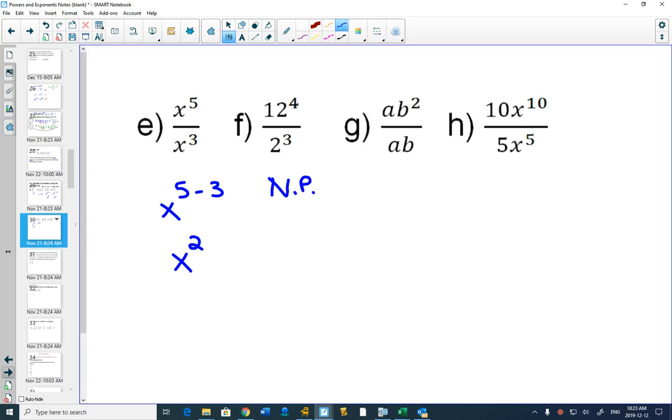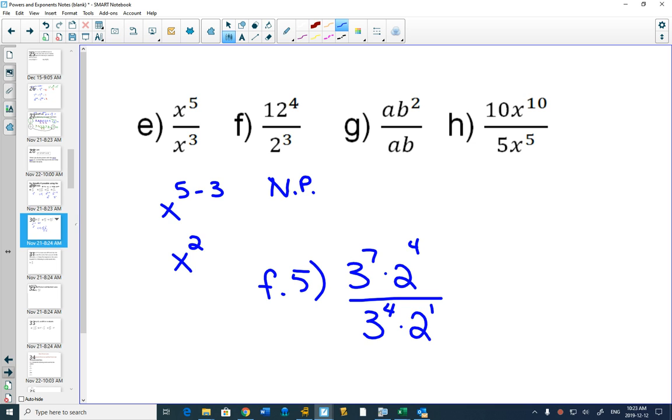I should have maybe done an example before G, so I'm going to add one in. I'm going to call it f.5. That's halfway between f and G. f.5, if you had 3 to the 7 times 2 to the 4 over 3 to the 4 times 2 to the 1, you could do both of them separately. How many 3's would be left? 3. How many 2's would be left? 3. And you would have to leave your answer like that because those bases are different.